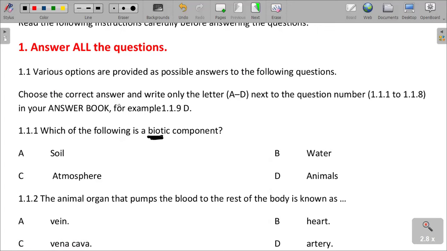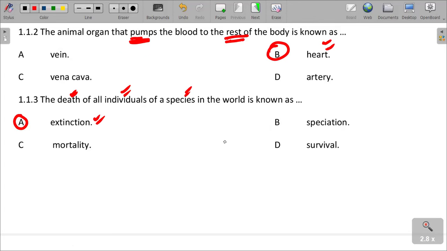The death of all individuals of a species in the world is known as when organisms die as a whole. If a species dies out as a whole, we call that extinction. Mortality is just death, but not as a whole; it looks at the number of organisms dying out of all that have been born. Speciation is the formation of new species, a process in evolution. New species emerge from existing ones, caused by factors which can be geographic or reproductive isolation mechanisms.